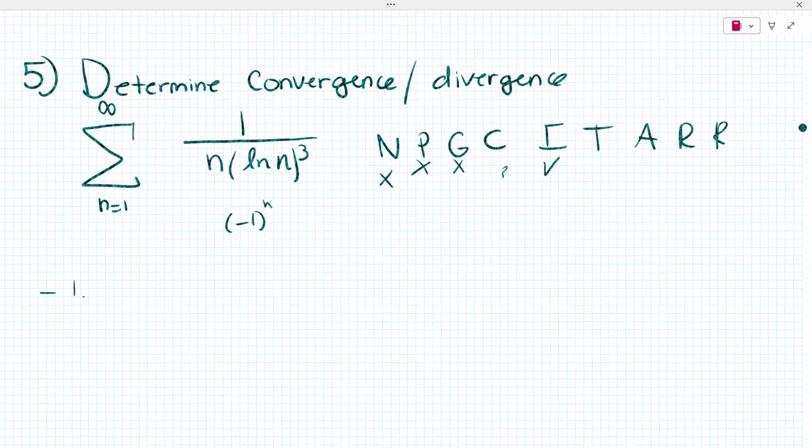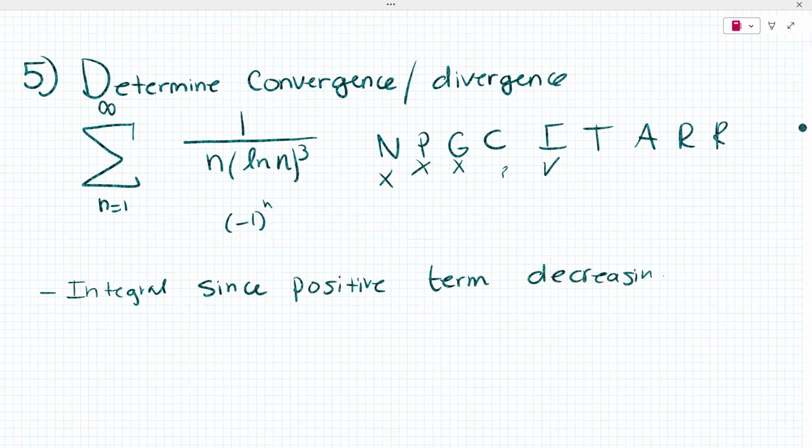But the reason why I'll use the integral test first is that the positive term is decreasing and easy to integrate, and we have an ln, so maybe that's why I'll use the integral test.